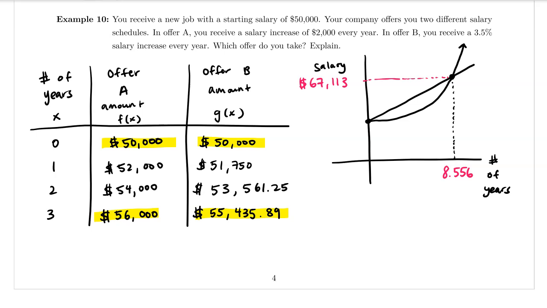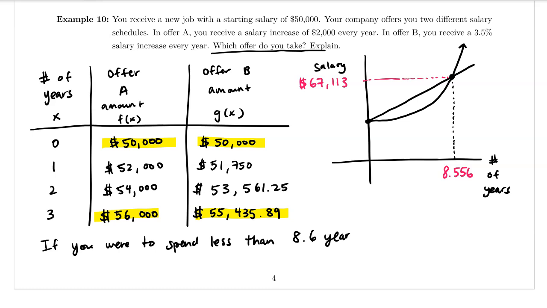So really the answer to this question, which offer should you take, is kind of dependent on how long you might stay at this job. So if you were to spend less than, let's just round it to 8.6 years at this job, offer A is better. And alternatively, if you were to spend more than 8.6 years at this job, then offer B, the exponential offer, would be the better offer. So that concludes example 10.